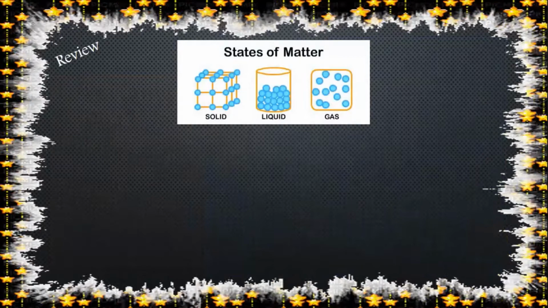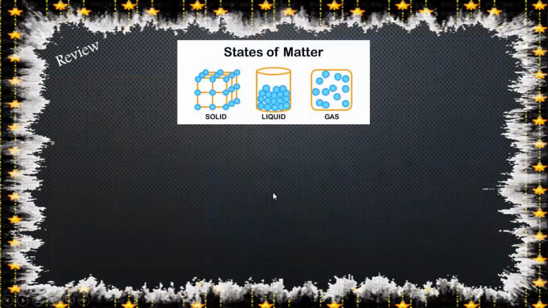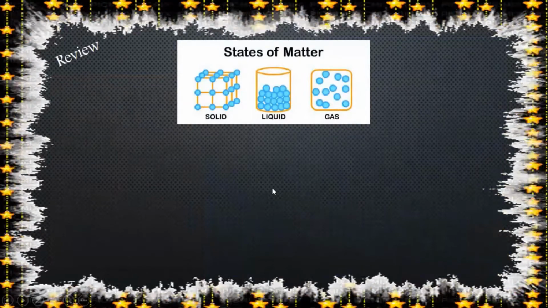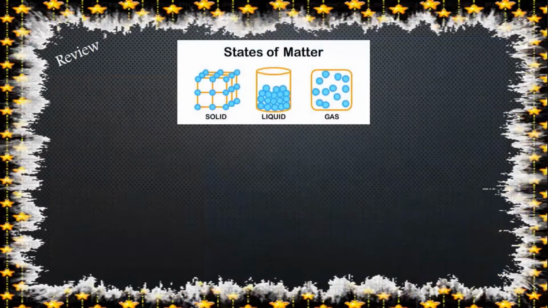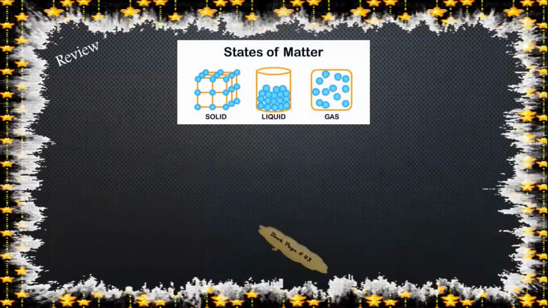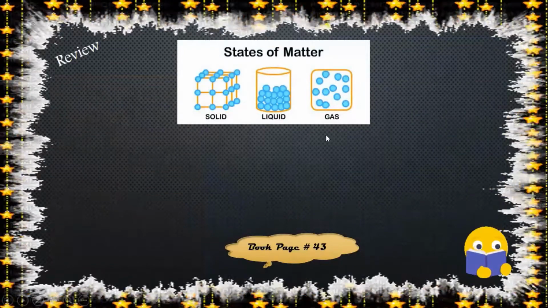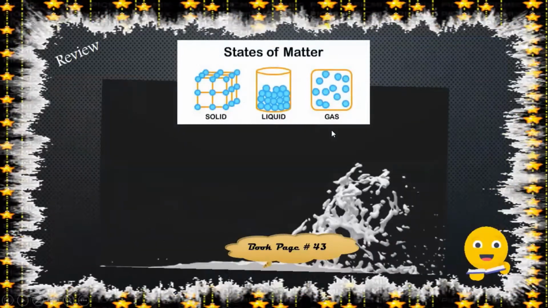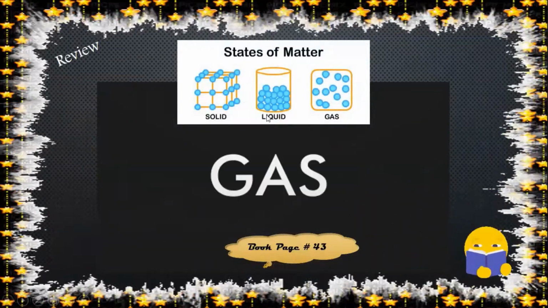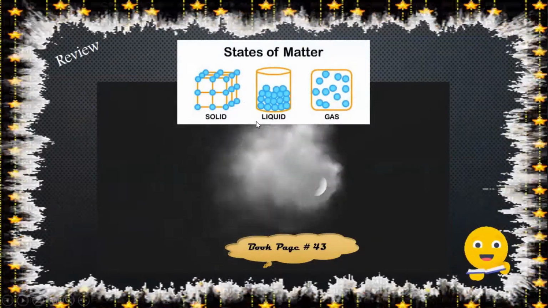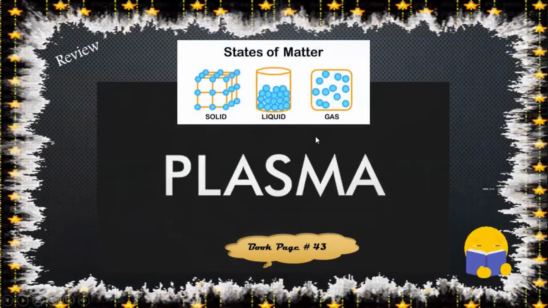Now you know that there are 3 states of matter. Matter can be found in 3 states. The states of matter depend on the arrangement of its particles and also on the amount of space between them. Matter can be in solid form, or in liquid form, or in the form of gas. Rock is a solid, water is a liquid, and oxygen is a gas.